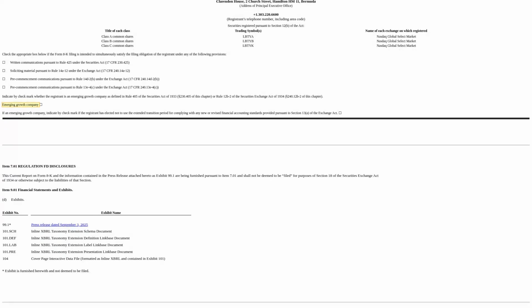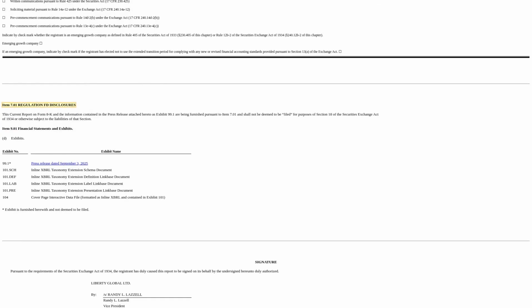They're also indicating whether they qualify as an emerging growth company. This is a classification for companies that are smaller and newer, allowing them some flexibility in financial reporting rules. Liberty Global, given its scale, is likely not an emerging growth company, so this box would typically be unchecked, which it appears to be here.